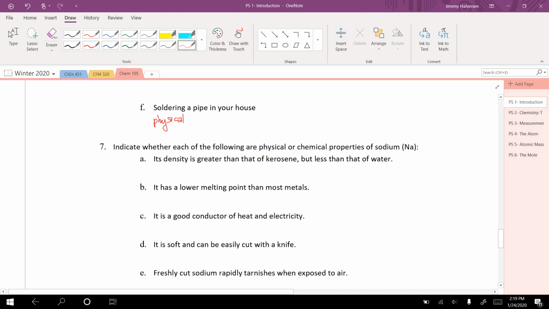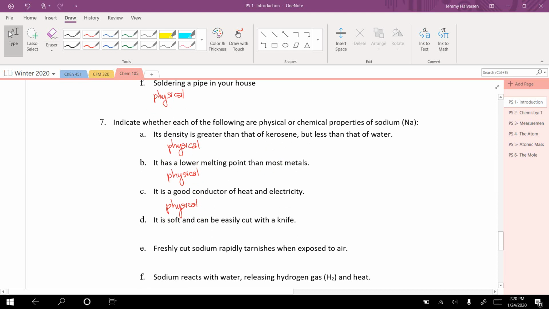So sodium, its density is greater than that of kerosene but less than water. So density is something that you can measure without reacting, right? And so that's physical. Has a lower melting point than most metals. Melting does not change the chemical makeup, so that's a physical property. It's a good conductor of heat and electricity. Also physical, because if I had a copper wire, for example, and run electricity through it, it's still a copper wire.